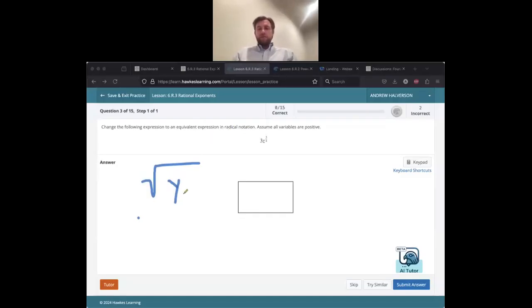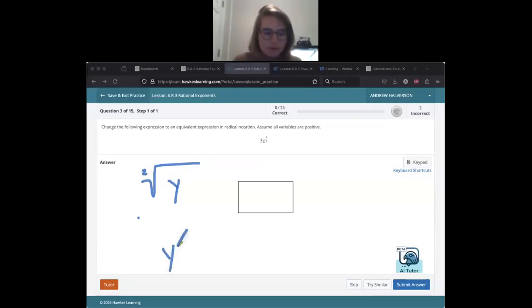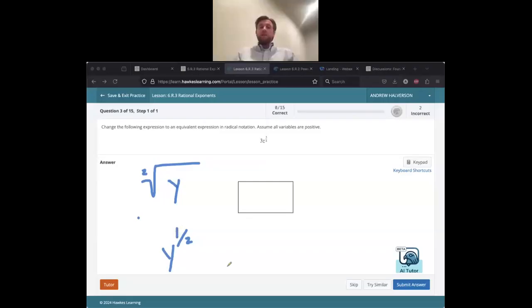y squared, y the second power, right? Well, the second power becomes the denominator. What's the numerator? Oh, 1/2. Yeah. When you raise something to the 1/2 power, you're taking the square root. It's the same thing.